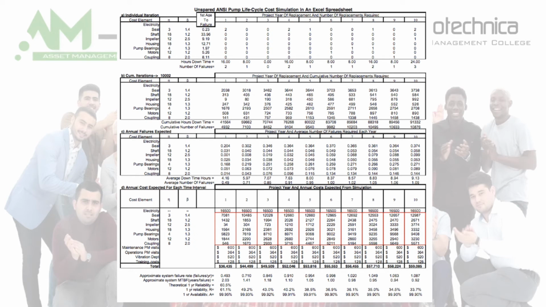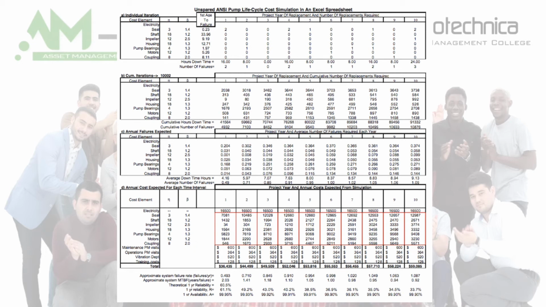In section A, the variable values are used with random numbers to draw a random age to failure. For each of the pump components, values of beta and eta are chosen from Table 13. Let's use the seal as example. Using beta equals 1.4 and eta equals 3 years, and selecting a random number from the interval 0 to 1, one can then find the first failure time, in this case 0.23 years. This can be done through using the Weibull function paired with the goal seek in Excel.